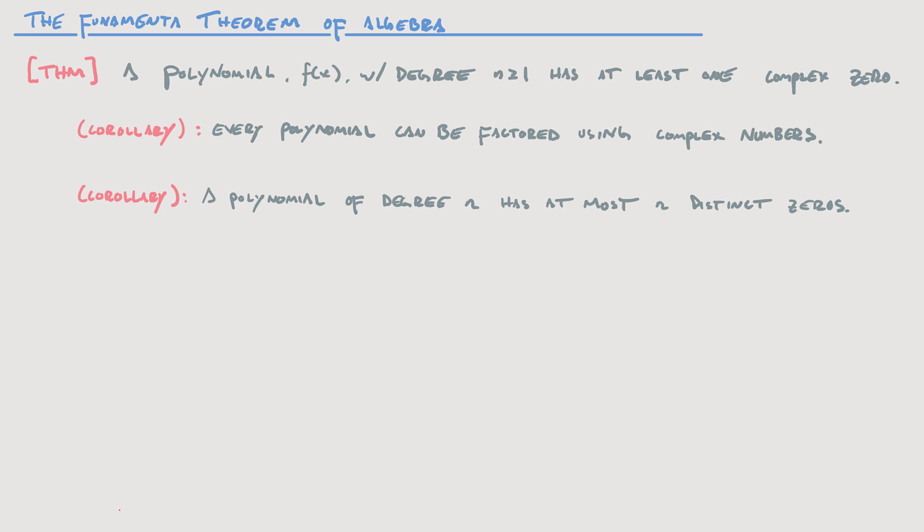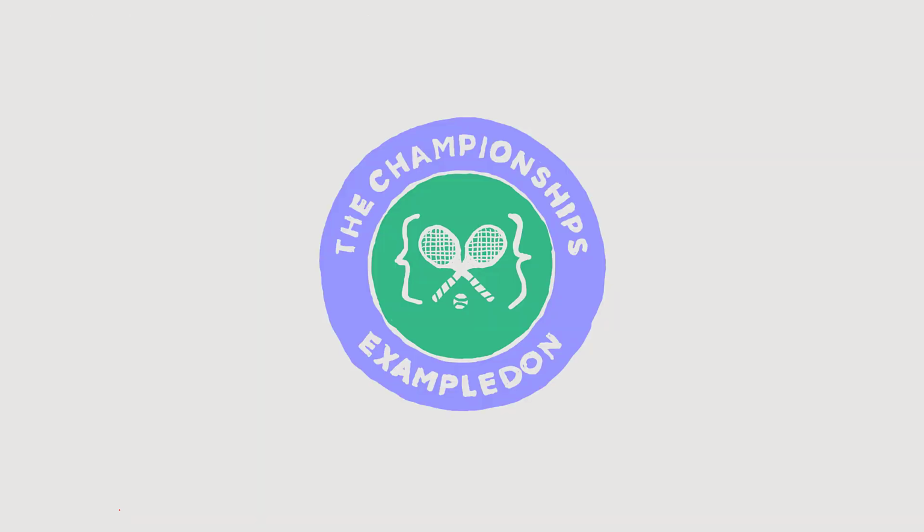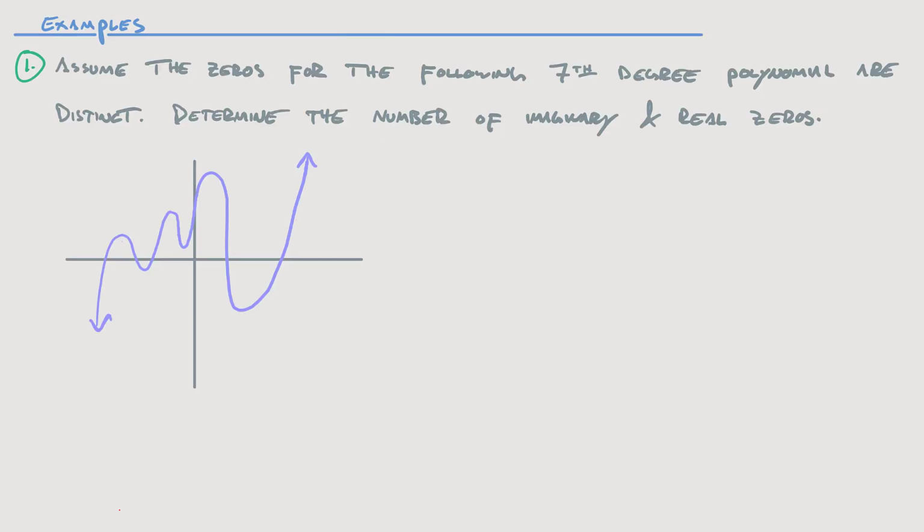The second corollary says that a polynomial of degree n has at most n distinct zeros, and if there's any repeated zeros, then in totality there'd be n of them. So let's look at an example of that.